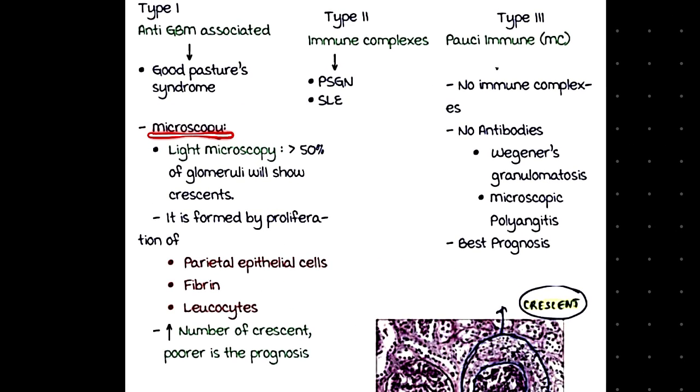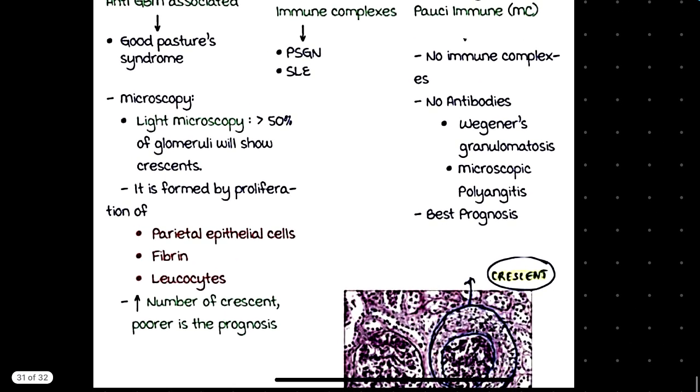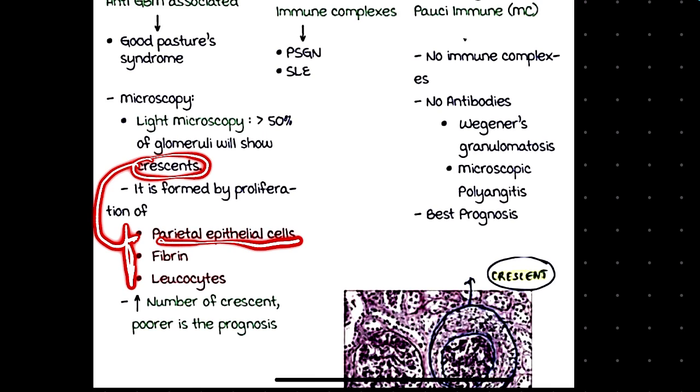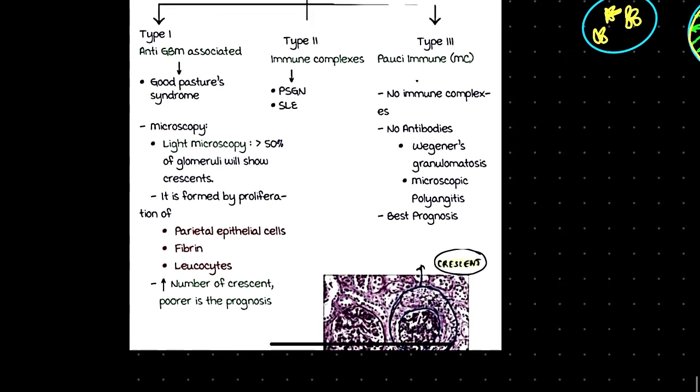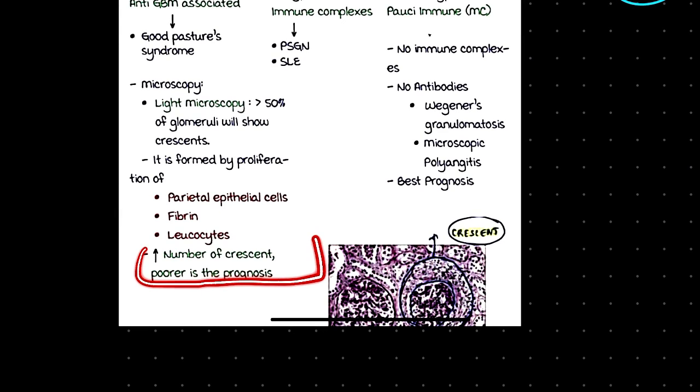Now, talking about microscopy, light microscopy shows that more than 50% of glomeruli will show crescents, right? Crescent, we discussed about crescent already, right? Now this crescent, how was it formed? It was formed by the proliferation of parietal epithelial cells. Yes, we know it was formed by deposition of fibrin and leukocytes, right? Another thing mentioned here is, as there will be a larger number of crescents, there will be a poorer prognosis.